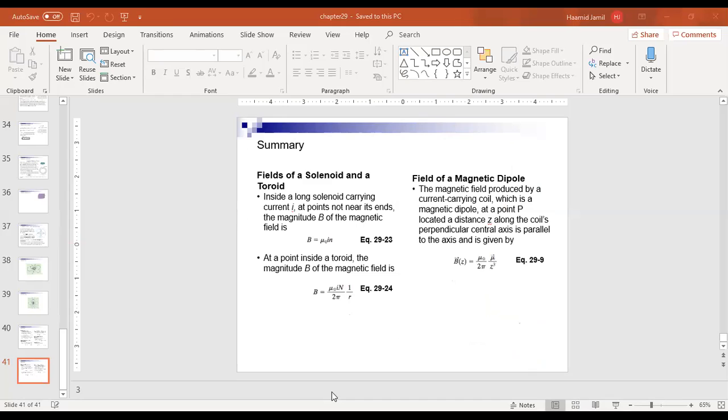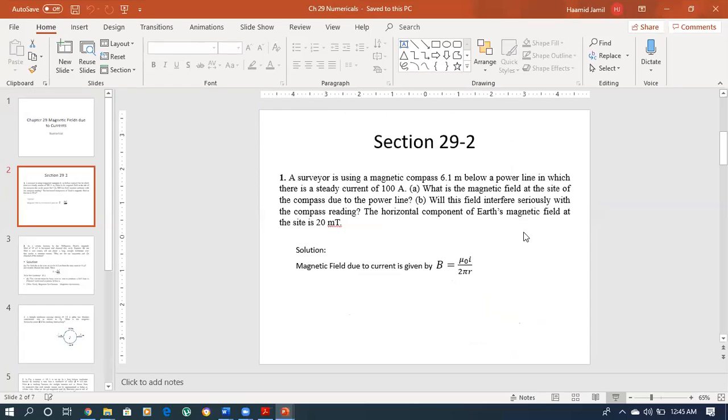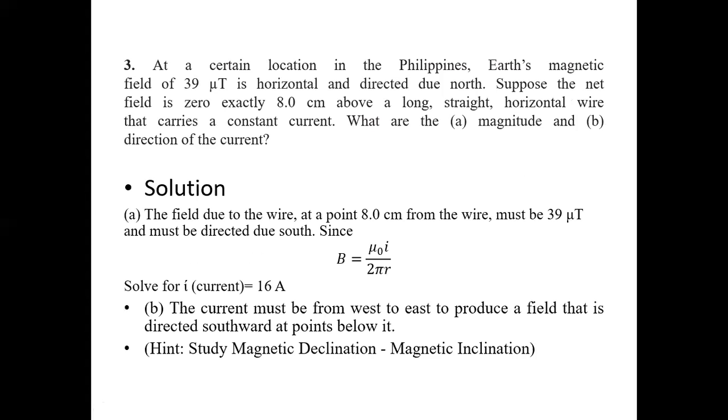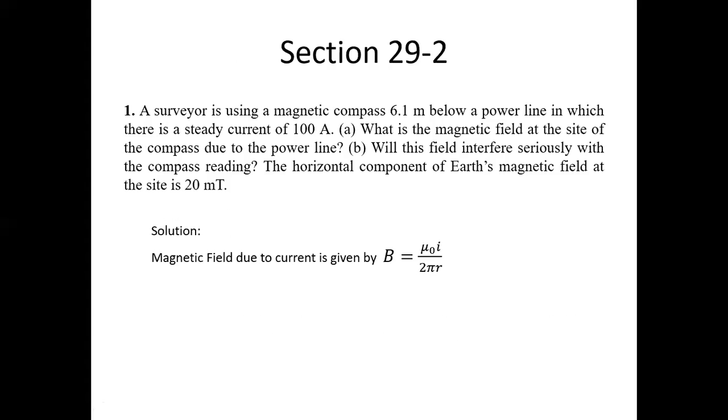Similarly, there are a few numerical problems of this chapter solved here. You can visualize them, and you can solve these examples. A surveyor is using a magnetic compass 6.1 meters below a power line in which there is a steady current of 100 ampere. The question is given, and you can find the magnetic field due to this by applying this equation. The interesting thing is about the Earth's magnetic field. The horizontal component of Earth's magnetic field at the site is 20 microtesla.